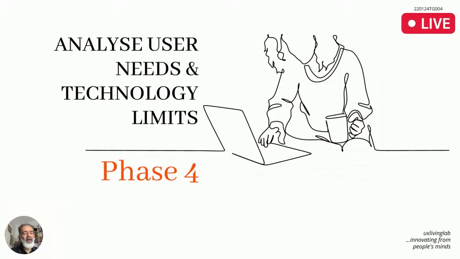Then phase 4 is analyze user needs and technology limits. These are one of the important areas where UI designers make mistakes. First, they have to learn from users. Analyze the user needs. This is one of the important factors. User interface should not be designed based on intuition. I know that 90% of UI designers design the user interface based on their own intuition and their own idea. This is something like a poet writing a poetry. This is just a hobby.